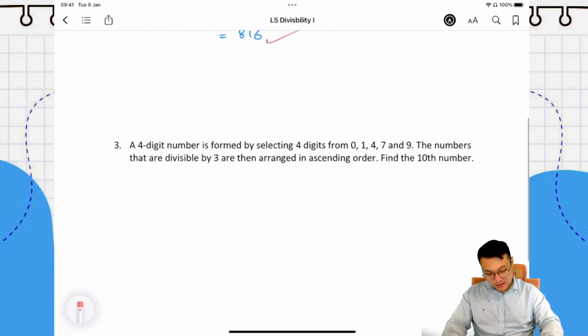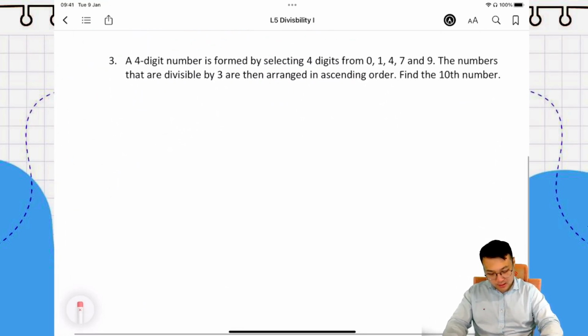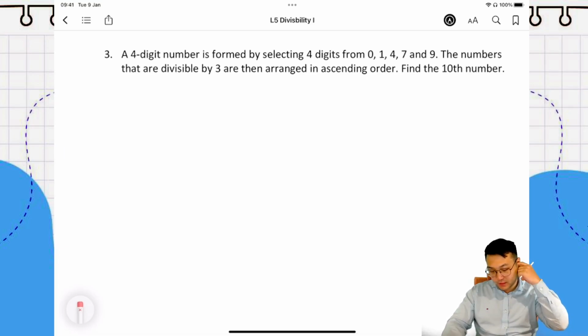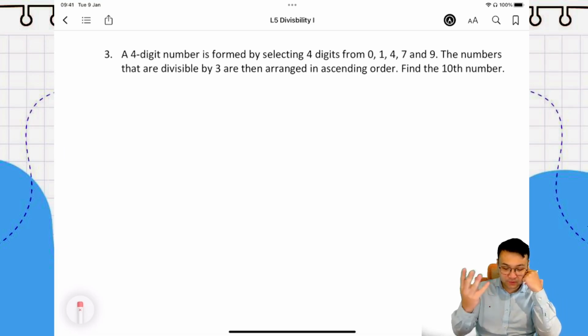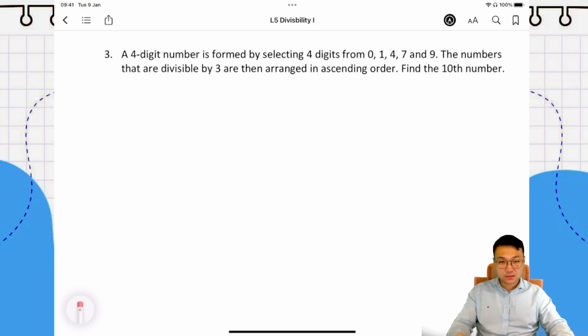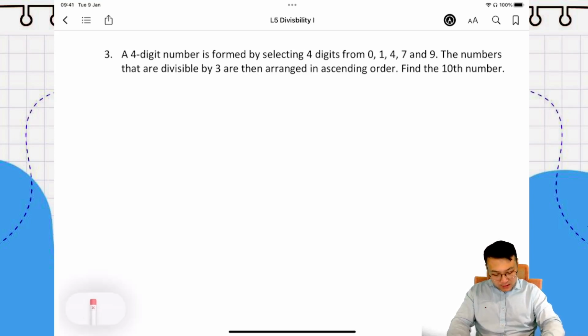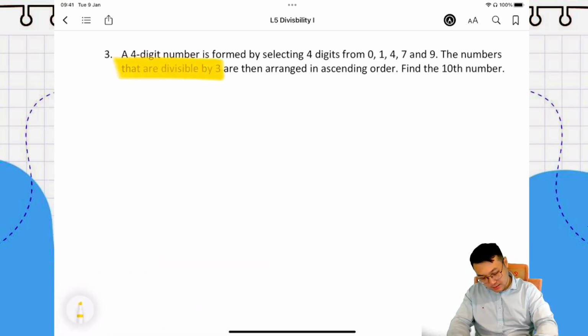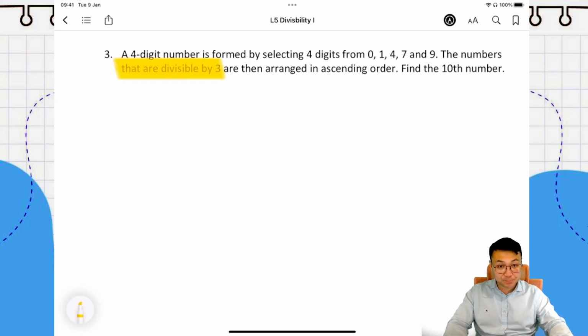So let's take a look at question 3, students. Now you have a 4-digit number being formed by selecting 4 digits from 0, 1, 4, 7, 9. And the numbers that are divisible by 3 are arranged in ascending order from smallest to biggest. Find the 10th number. So basically, when you form some 4-digit numbers, they are only interested in the numbers that are divisible by 3.